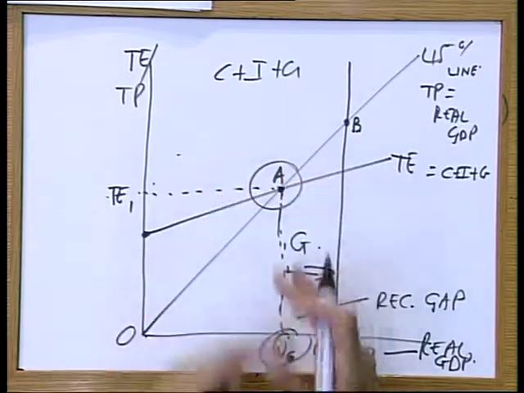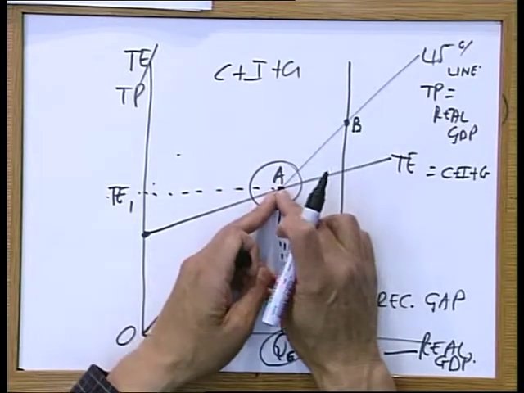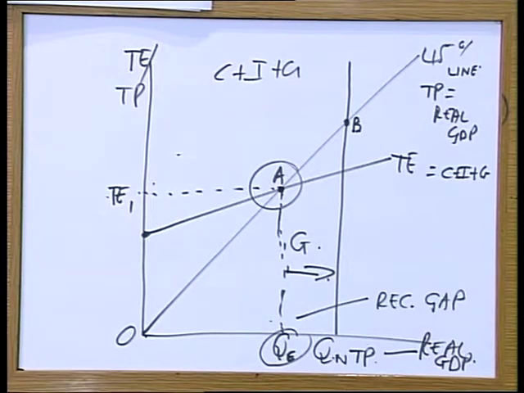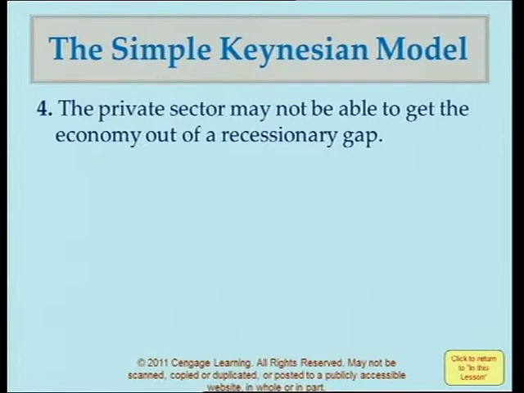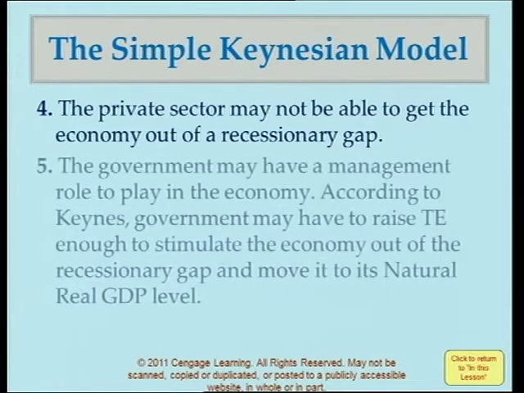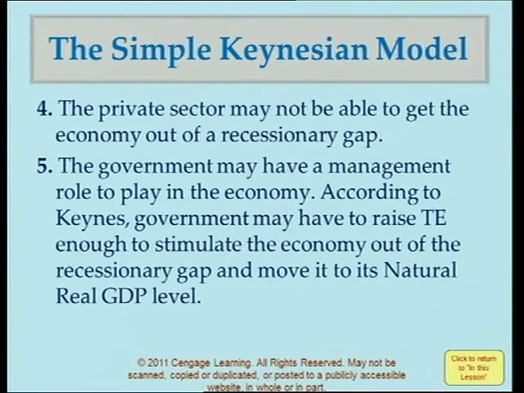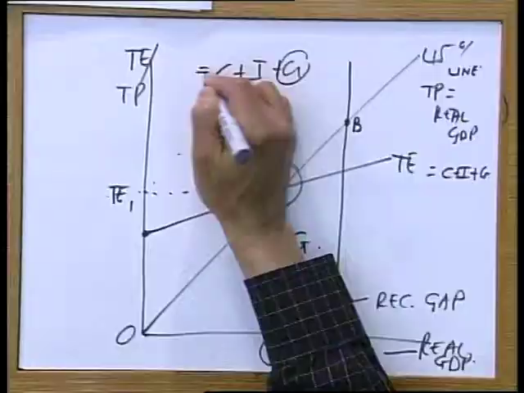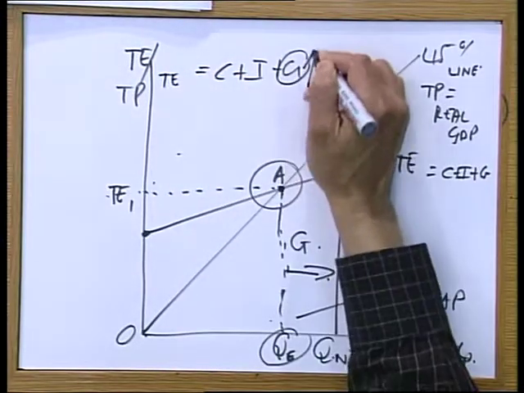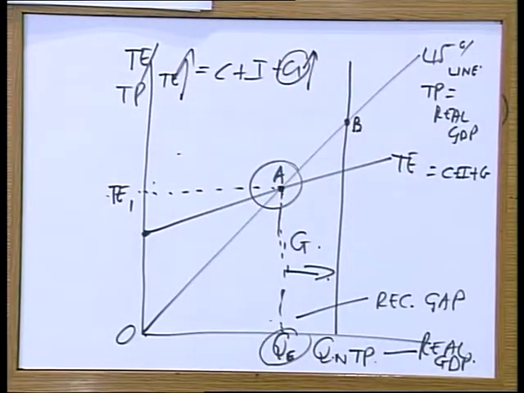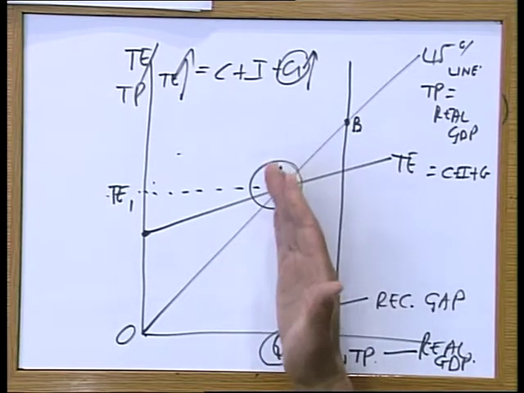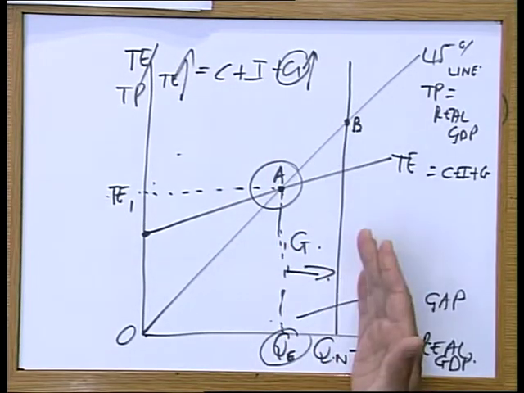An economy can be in equilibrium but also in a recessionary gap at the same time. The private sector cannot get the economy out of a recessionary gap. Even if interest rates are very low, there will still not be enough investment taking place. Who must play the dominant role to raise total expenditure is the government, because government expenditure is part of total expenditure. If that can be increased, total expenditure will also increase, and the economy will move from the real GDP to the natural real GDP.